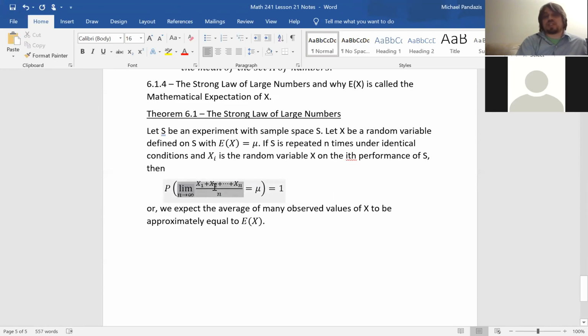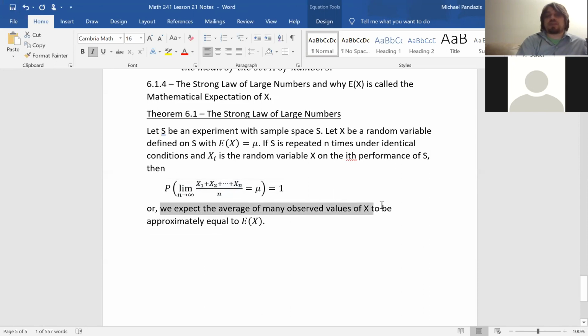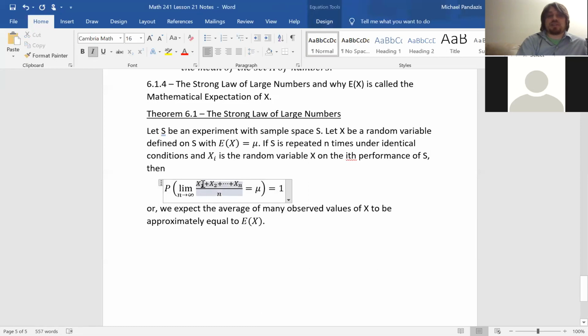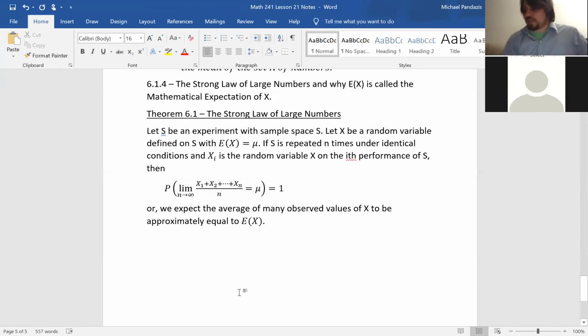In practice, just like you can't actually do an experiment infinitely many times, you can't actually observe this probability. So that's why it says we expect the average of many observed values of X to be approximately equal to E of X. And so if you were to practically use this, you would be looking at the word many here. You would take a little n very large, you would do the experiment many times, and then the average of the values should be very close to the expected value. Okay? And so that's what this theorem says.